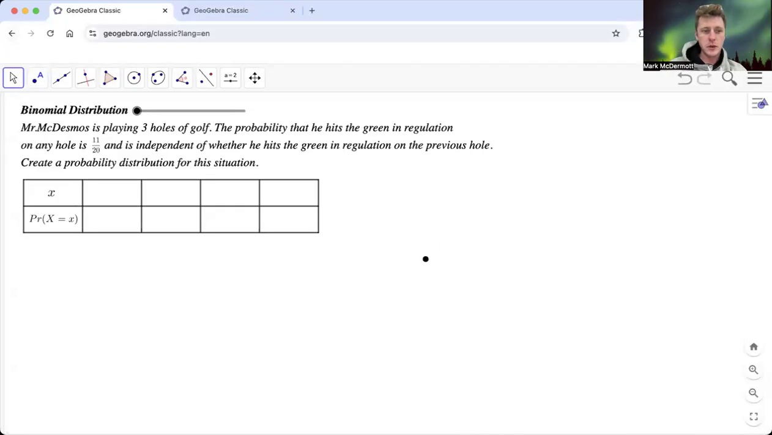Mr. McDesmos is back, and we're playing 3 holes of golf. Probability that he hits the green in regulation on any hole is 11 on 20 and is independent of whether he hits the green in regulation on the previous hole. Create a probability distribution for this situation.